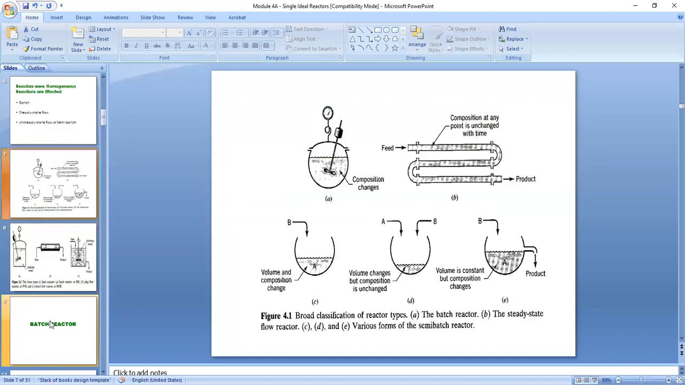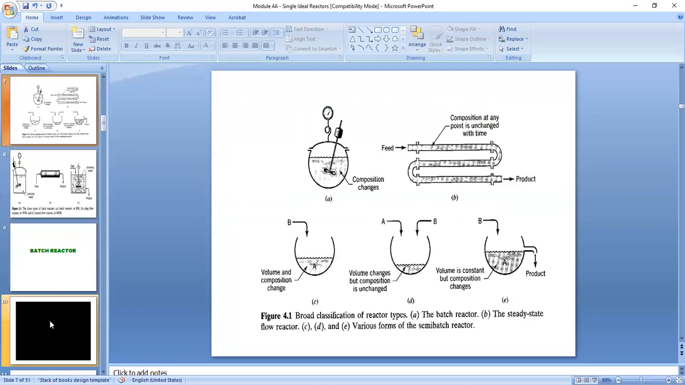Now, as illustrated in our reference book by Octave Levenspiel, you have here figure 4.1, classifying the reactor type. So in letter A, you have the batch reactor. So this is how it's illustrated there. Letter B, you have the steady state flow reactor. This one is actually your plug flow reactor, tubular. So we envision that our reactant is being converted as it flows through this tube and eventually leave as converted reactant already on this side of your tube.